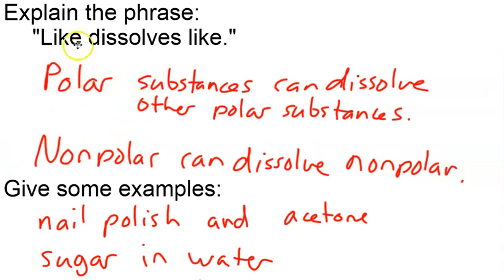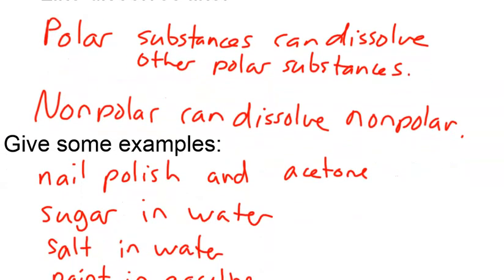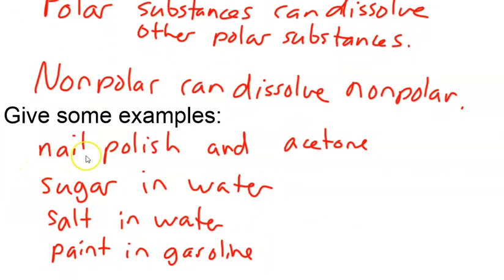All right, so the phrase "like dissolves like" simply means that polar substances can dissolve other polar substances, and nonpolar substances can dissolve nonpolar substances. But you're not going to be able to get something that's polar to dissolve in something that's nonpolar very well. All right, so some examples.